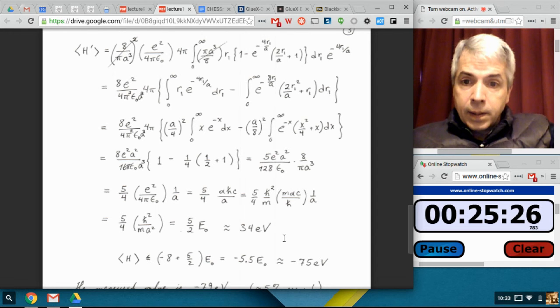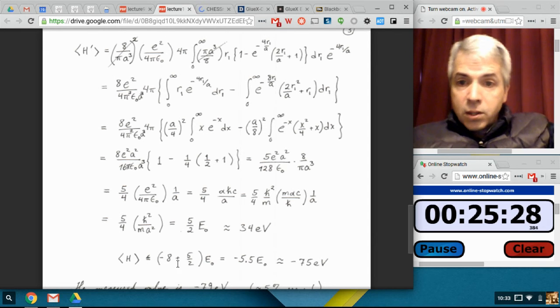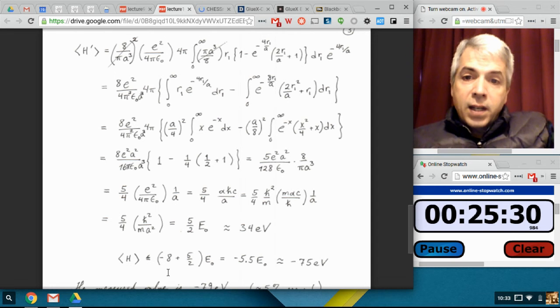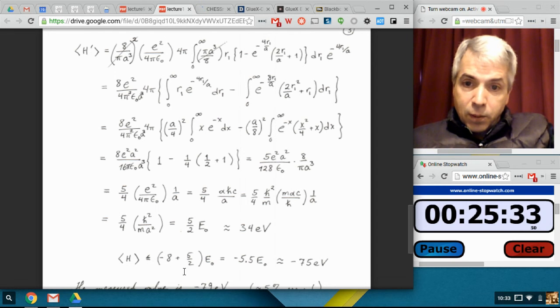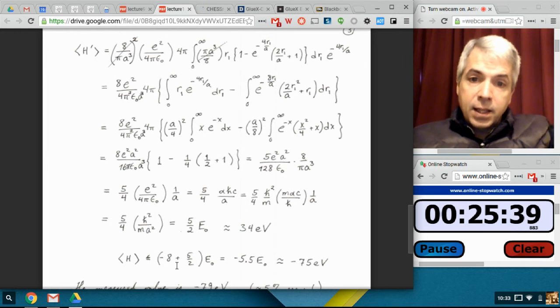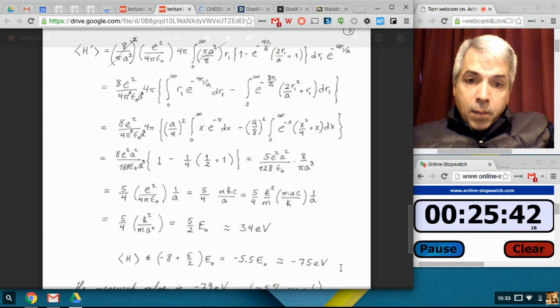So let's combine everything we know. There's the -8 from what I call the naive Hamiltonian. Here's the new piece that we got from considering the repulsion, which is positive and takes away some of the binding energy that the -8 gave us. Put it all together, and we get about -75 eV.